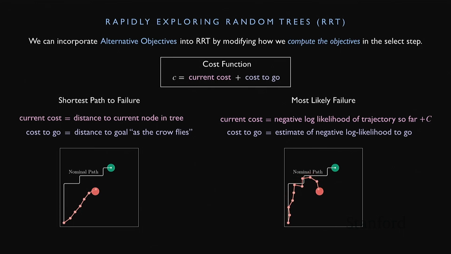And then if we look at the result of finding the most likely failure using this method, we get something that stays much closer to the nominal path and just deviates at the end and falls into the obstacle.